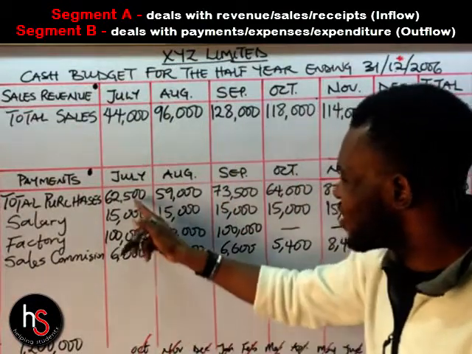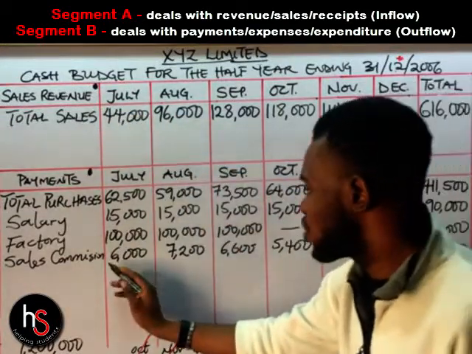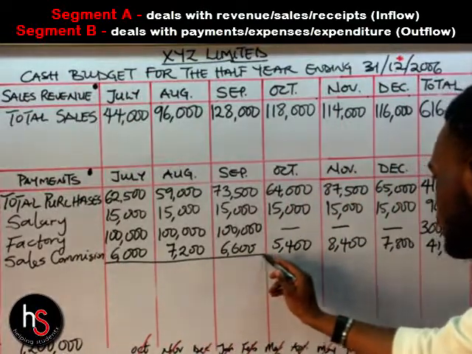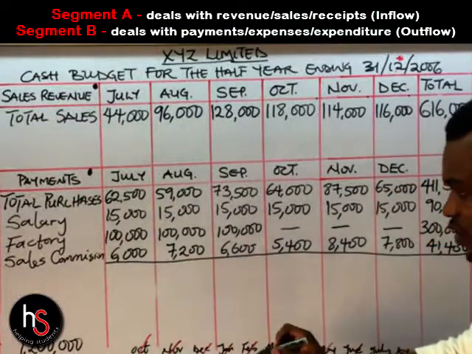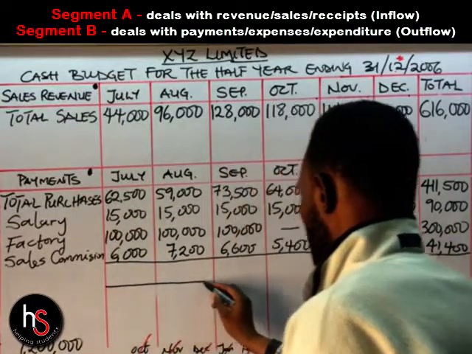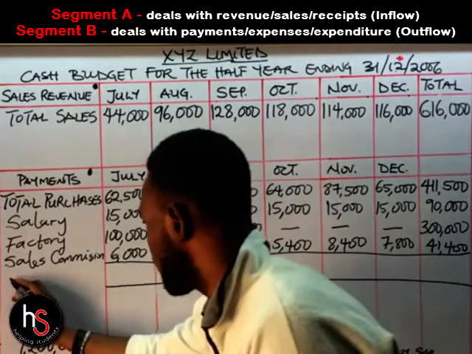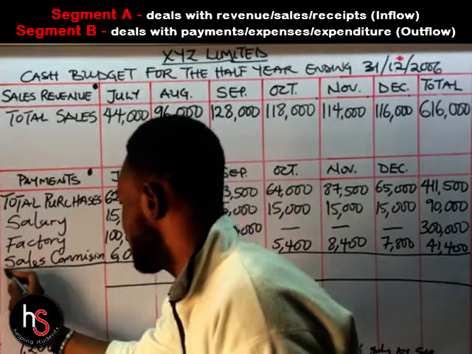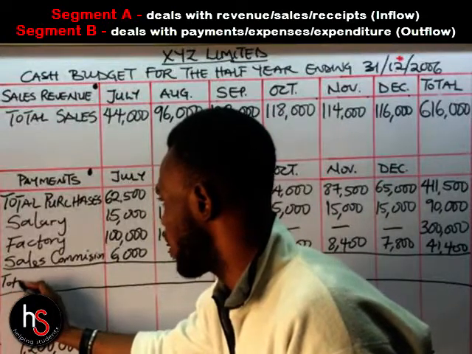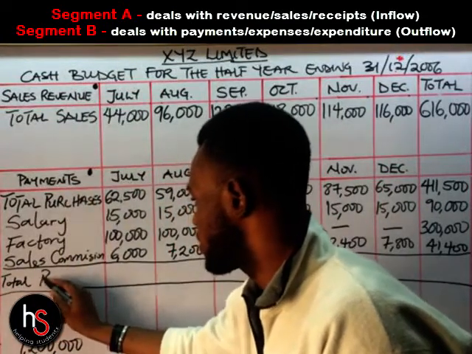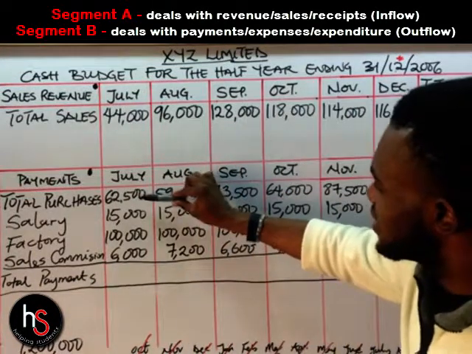Now we are done with this, let us get the total. Remember, this is the total of segment A, all right? So let us get this total. We need to get our value. So the summation of everything here gives us what? Let us do it this way. So we have our total payments. We can extend it here for clarity so we understand what we're doing. So this is the total payments.